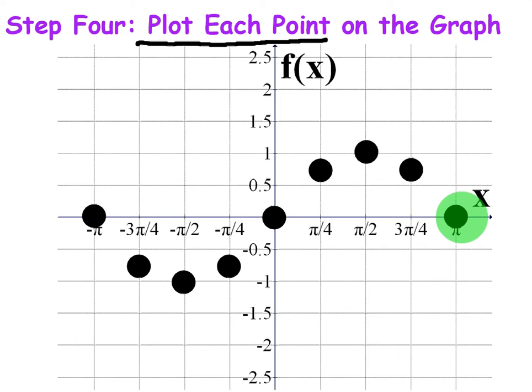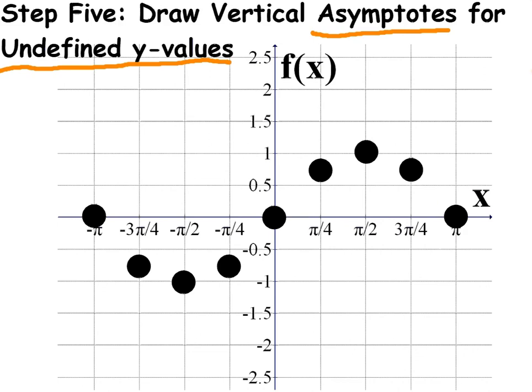Now you can really see this graph starting to take shape. You can see why sine and cosine oscillate, right? That kind of looks like an S curve. So that leads us to step 5, which is to draw the vertical asymptotes for undefined y values. So this will not apply for sine and cosine, but for the other trig functions, there are vertical asymptotes. So this step 5 is important in case you do have vertical asymptotes, you want to sketch them. But for now, because it's sine and cosine, we do not have to do this step, so we can go on and move to the next step.